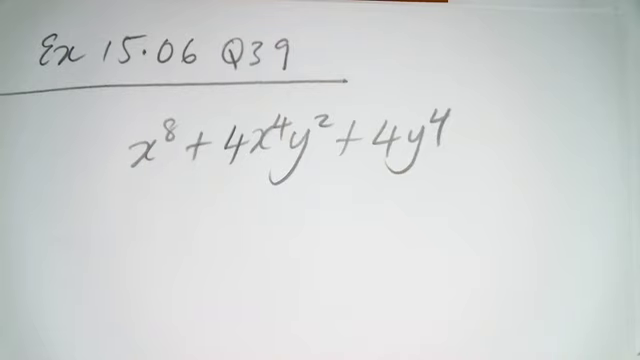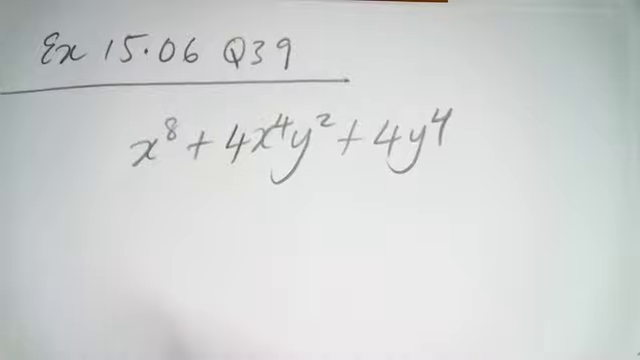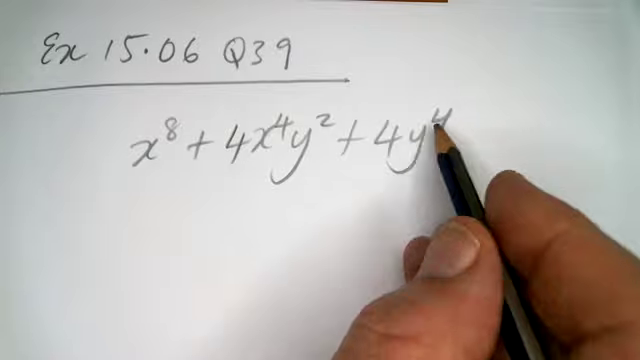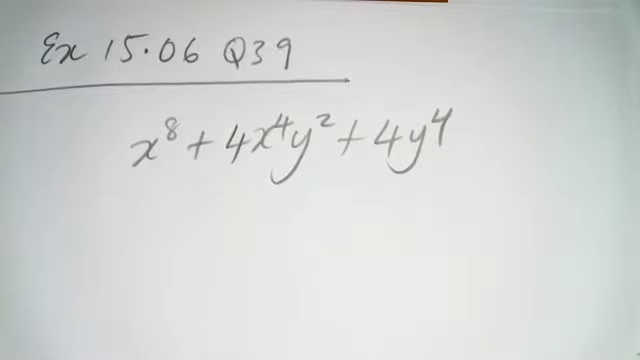Okay, let's have a look at exercise 15.06, question 39. And we've got a couple of things to reconcile here. We've got an x to the 8, which looks a little nasty, and a y to the 4. Fortunately, though, we can get around this.